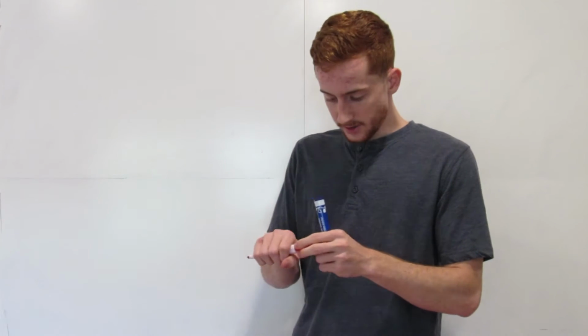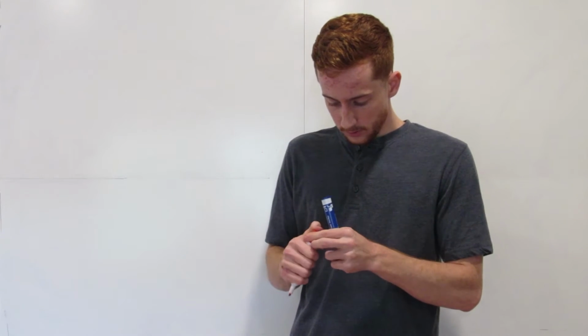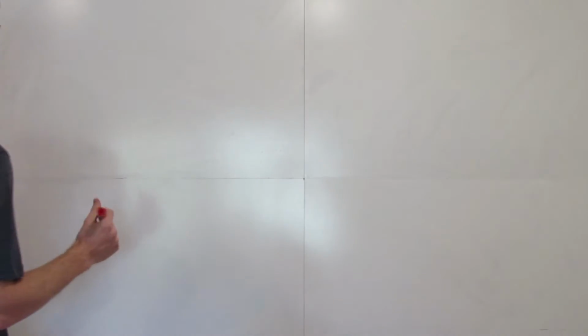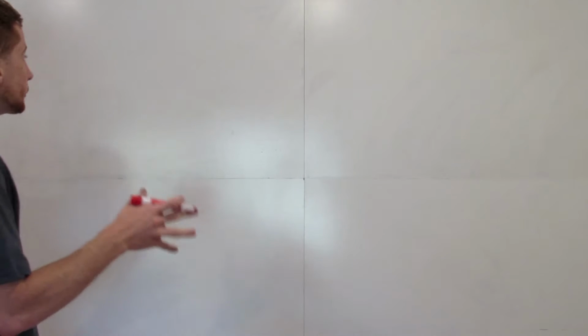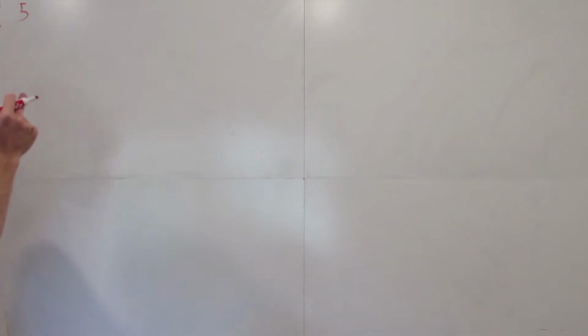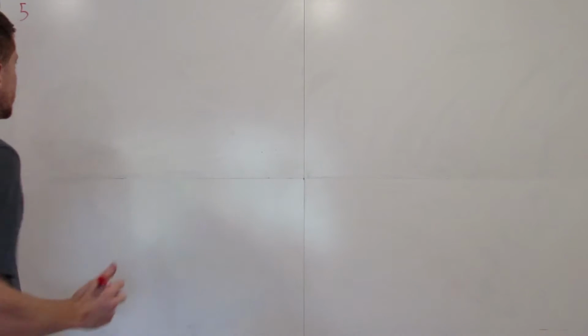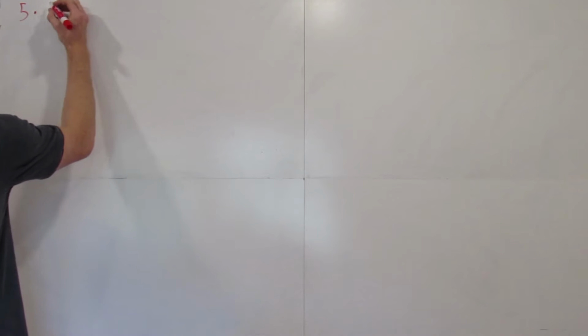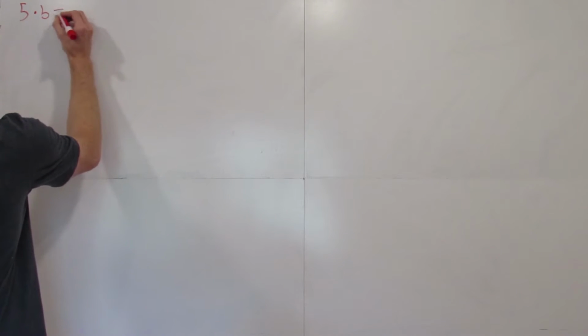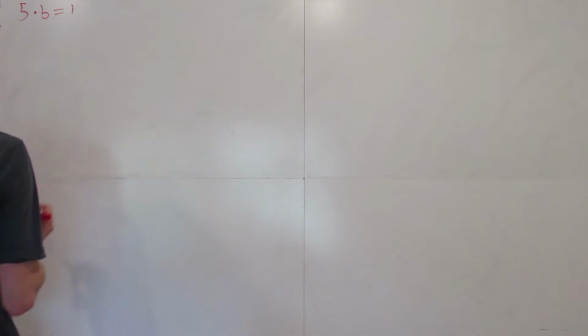Inverses are actually something that, whether you know it or not, you're probably pretty familiar with. So let's go over an example of an inverse that you most certainly know. Let's say you have some integer, I don't know, 5, and you want to say what's the inverse of 5 with respect to multiplication. So what is a number b such that 5 times b is equal to 1?